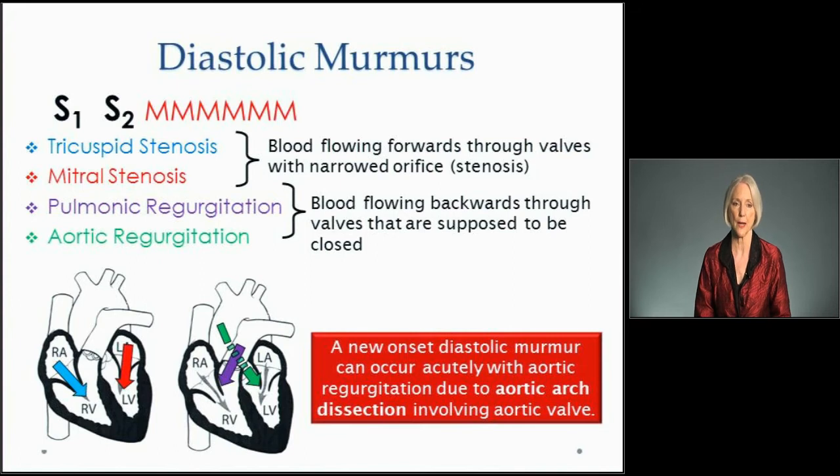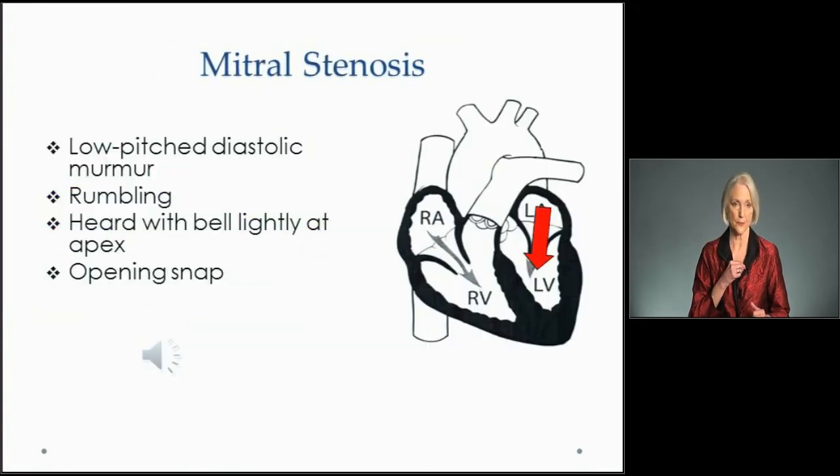The time when you might hear a new onset diastolic murmur would be if your patient has an aortic aneurysm that involves the arch of the aorta, and that aneurysm is dissecting backwards towards the valve. It can create acute aortic valve regurgitation, and that will present as a new onset diastolic murmur. It's way less likely that you're going to hear new diastolic murmurs than it is that you will hear new systolic murmurs. So let's listen to mitral stenosis.